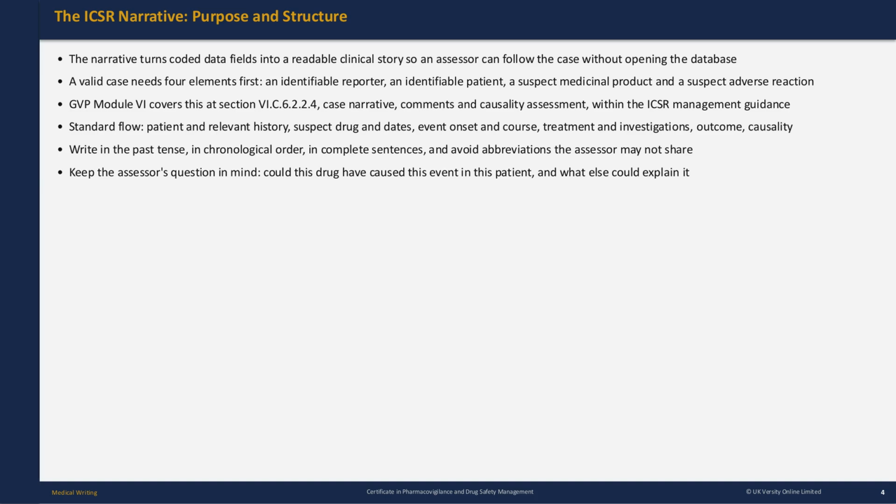The narrative turns coded data fields into a readable clinical story, so an assessor can follow the case without opening the database. A valid case needs 4 elements first: an identifiable reporter, an identifiable patient, a suspect medicinal product, and a suspect adverse reaction. GVP Module 6 covers this at Section 6.C.2.2.4, Case Narrative, Comments, and Causality Assessment within the ICSR Management Guidance.